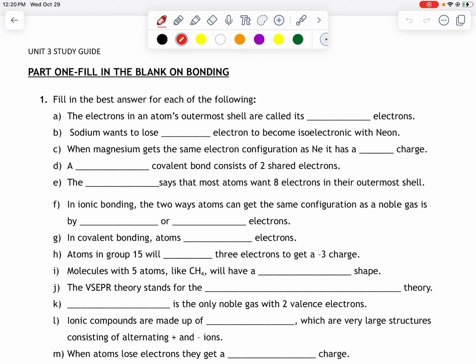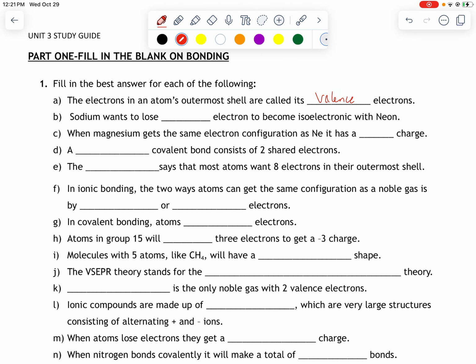It says the electrons in an atom's outermost shell are called its valence electrons. Sodium wants to lose one electron to become isoelectric with neon. That just means that it has the same electron configuration as neon. It has the same amount of electrons as neon. When magnesium gets the same electron configuration of neon, it has a +2 charge, because magnesium will lose 2 electrons to turn into neon's configuration. A single covalent bond consists of 2 shared electrons.